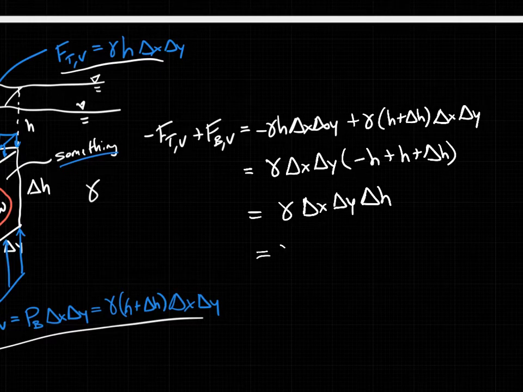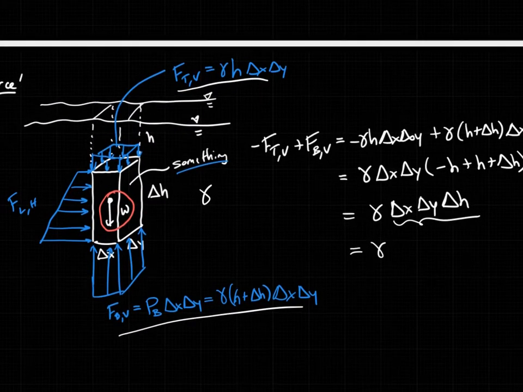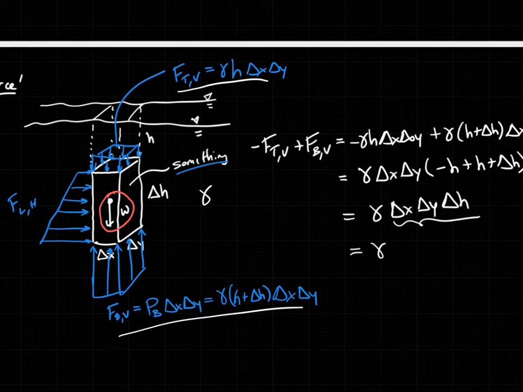Okay, equals gamma, what is this? Delta y, delta x, delta y, delta h. Hopefully you can see it. That is the volume in this case. So this is the volume.